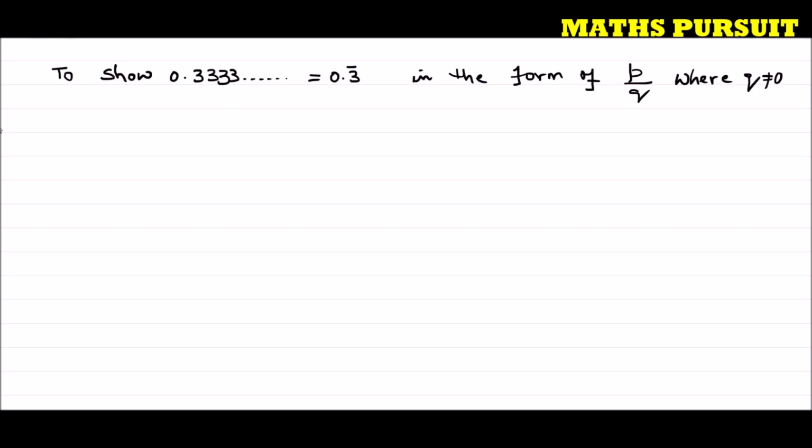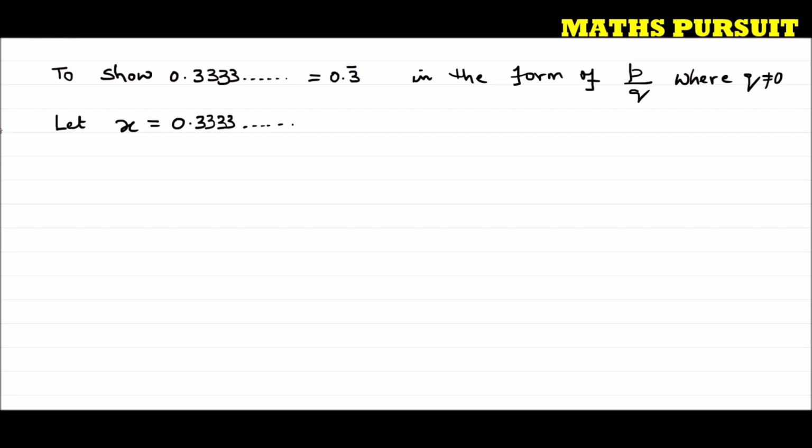Now we have 0.3333 which is repeating. So let us assume x is equal to 0.3333 and this keeps on repeating. That means it is non-terminating. Let x is equal to 0.33333. Now let us multiply 10 to both sides of the above equation that we got now.